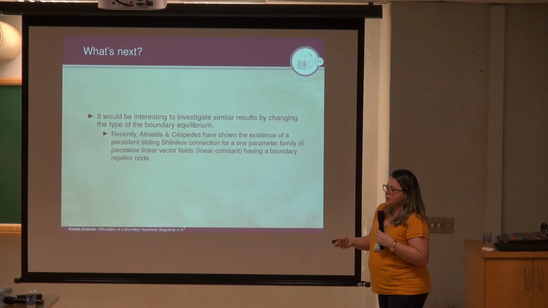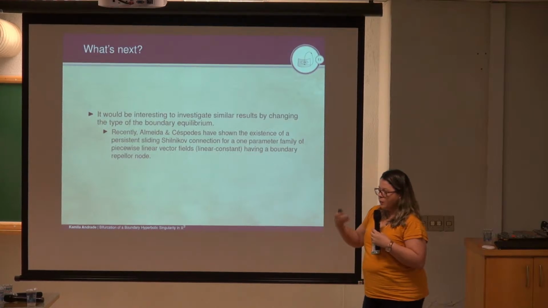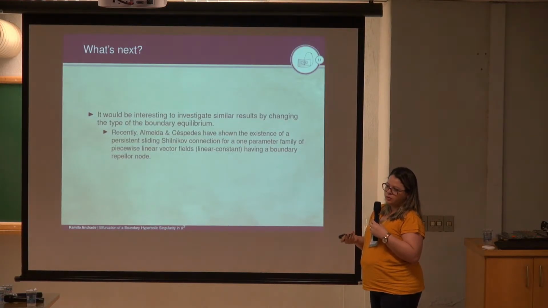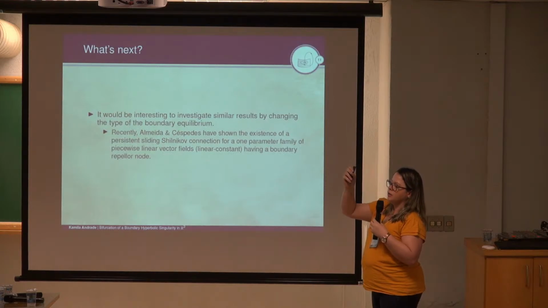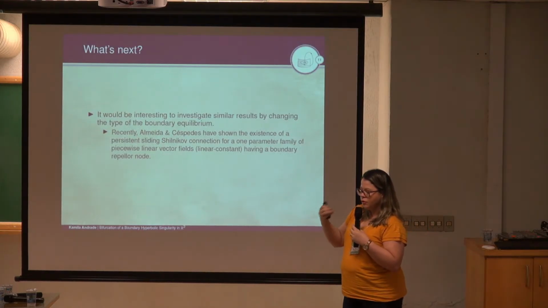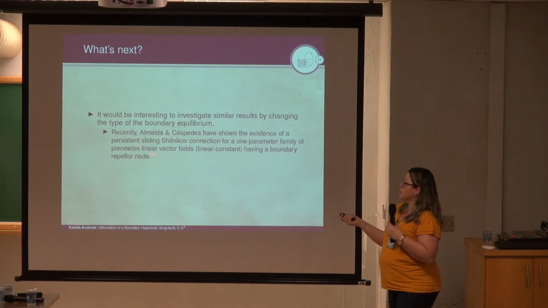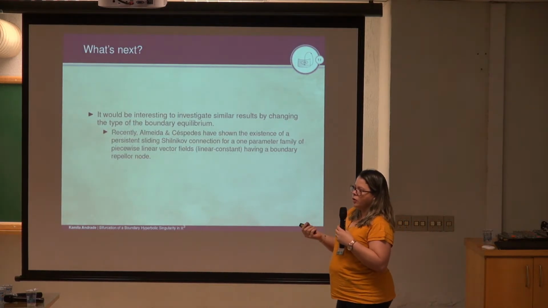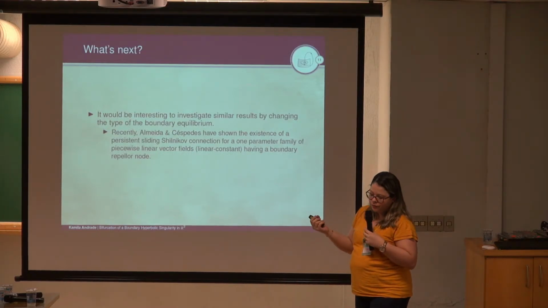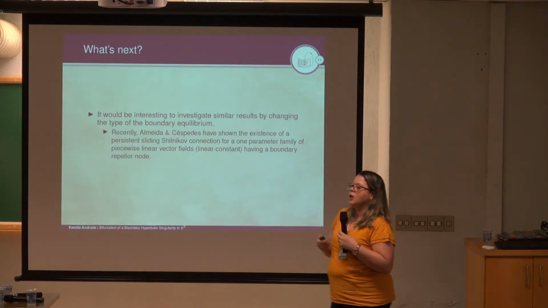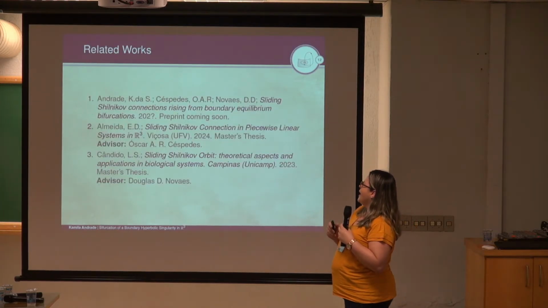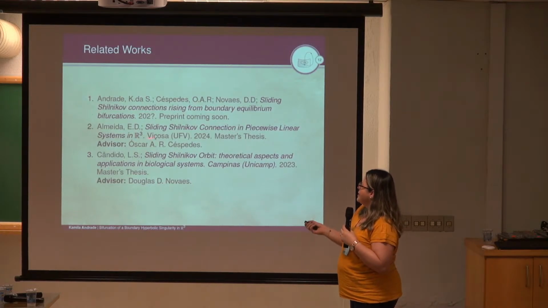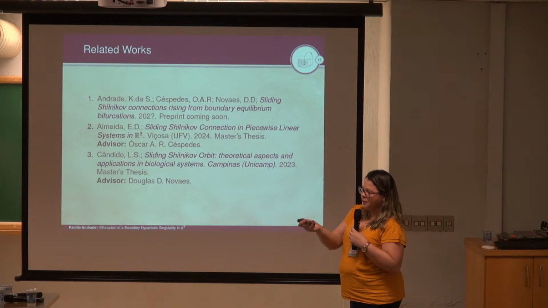The next steps are investigating whether, when we change the type of the hyperbolic singularity, we can get similar results. Another type of boundary equilibrium bifurcation can generate sliding Chunikov orbits. Recently, Almeida and Cespedes have shown the existence of a persistent sliding Chunikov curve for a one-parameter family of piecewise linear vector fields in Eduarda's master thesis. These results are coming soon in a preprint someday, and it's our work with Douglas and Oscar.